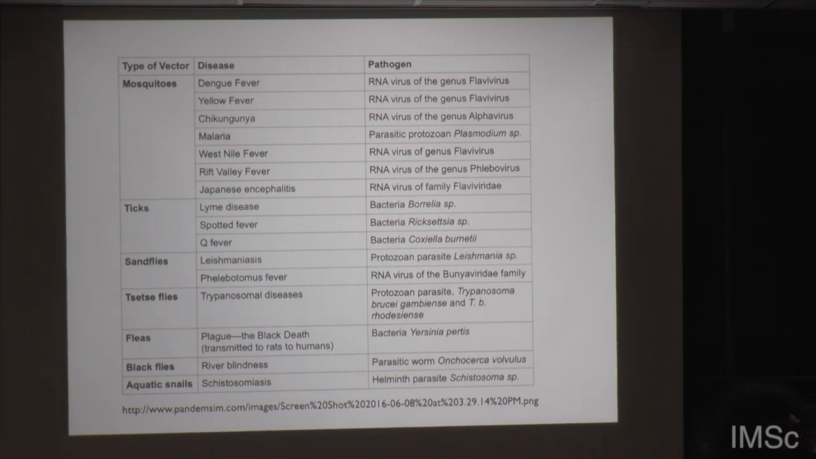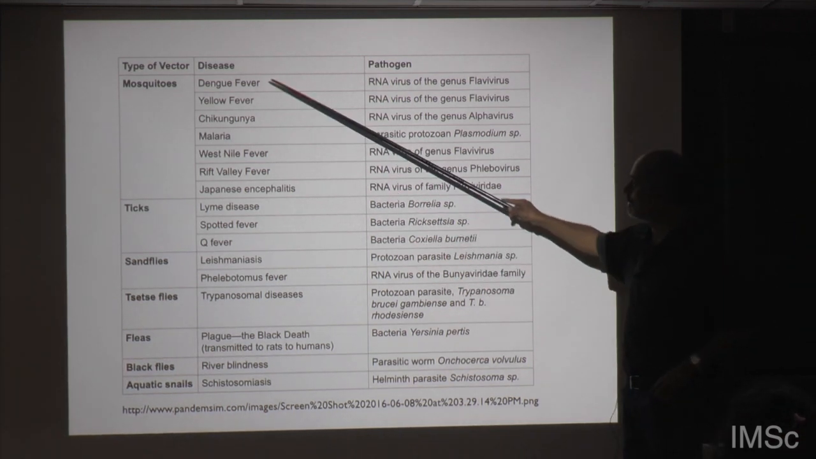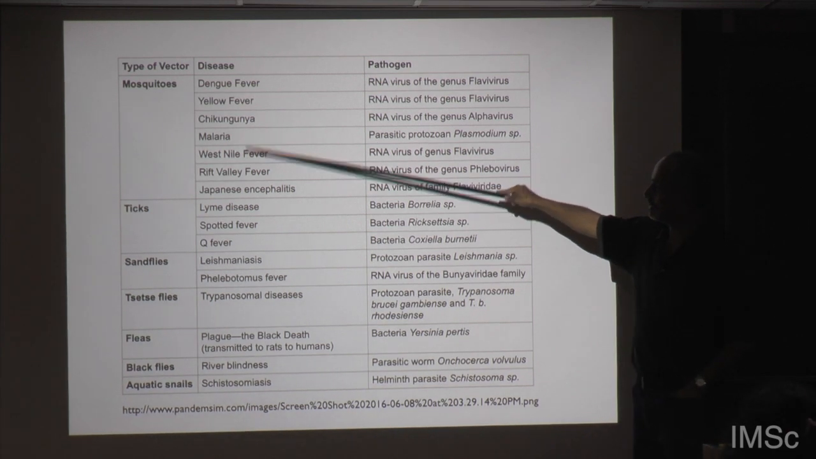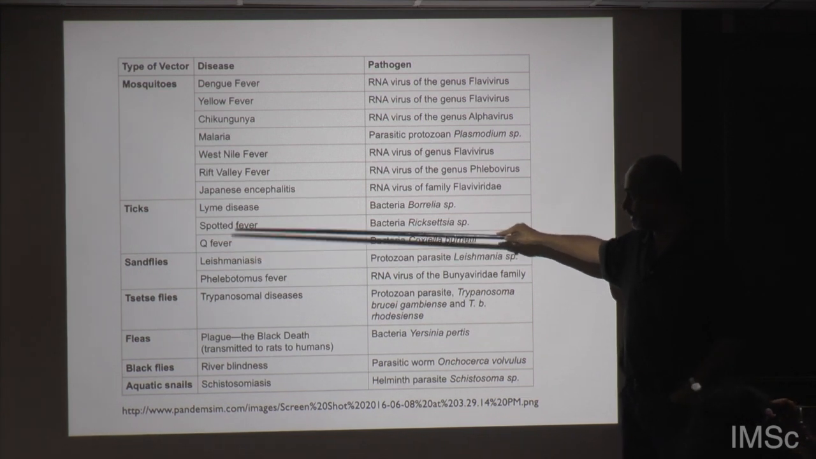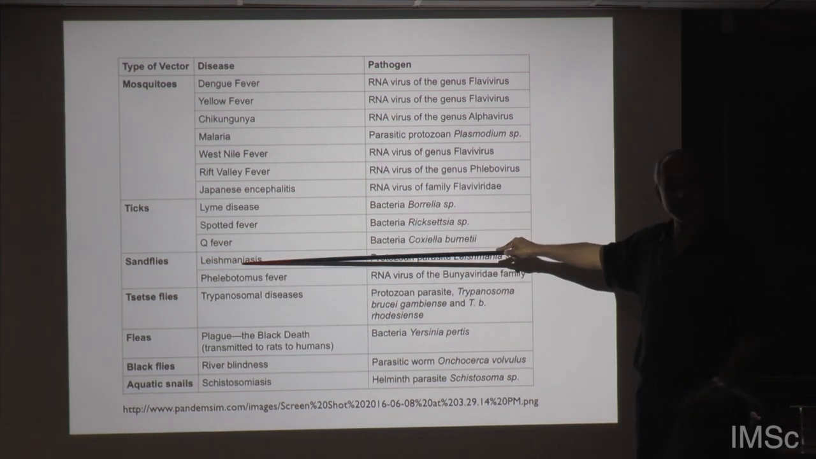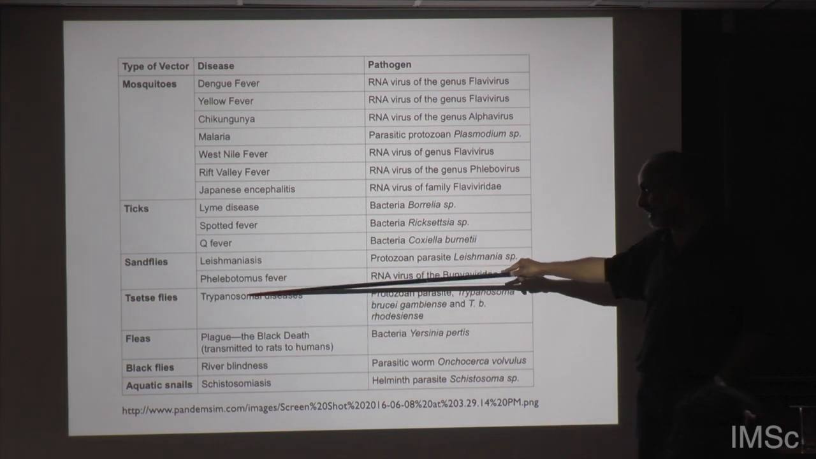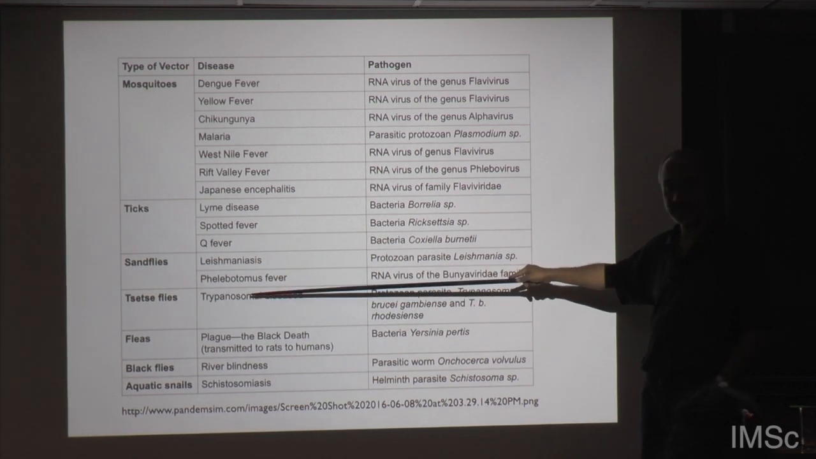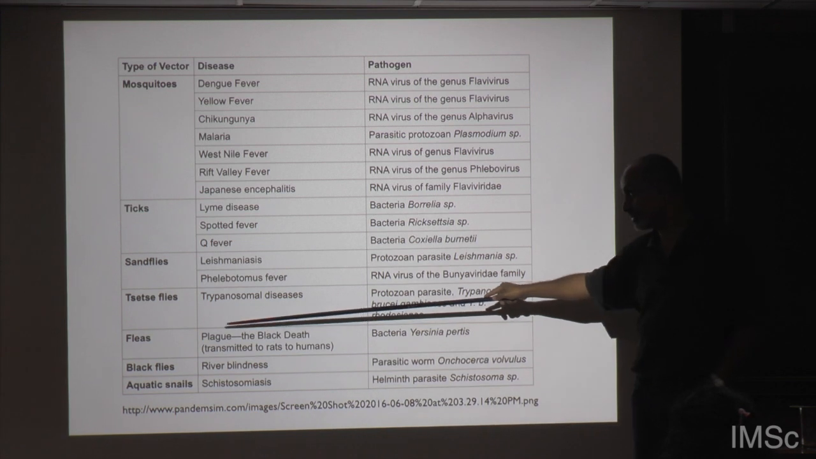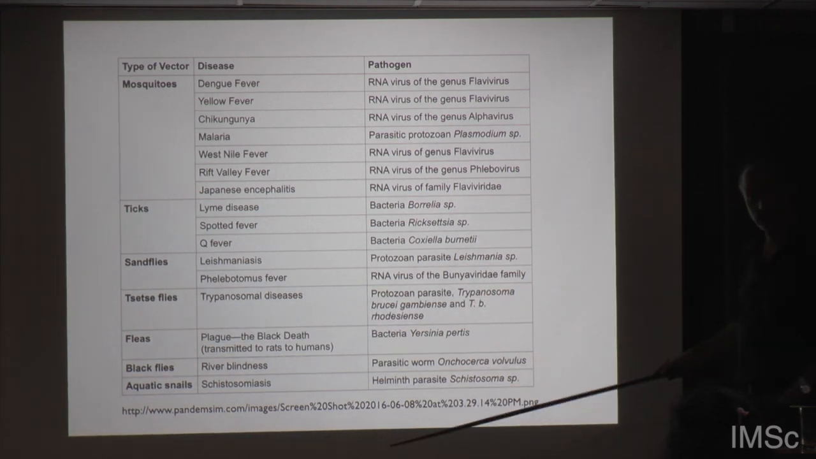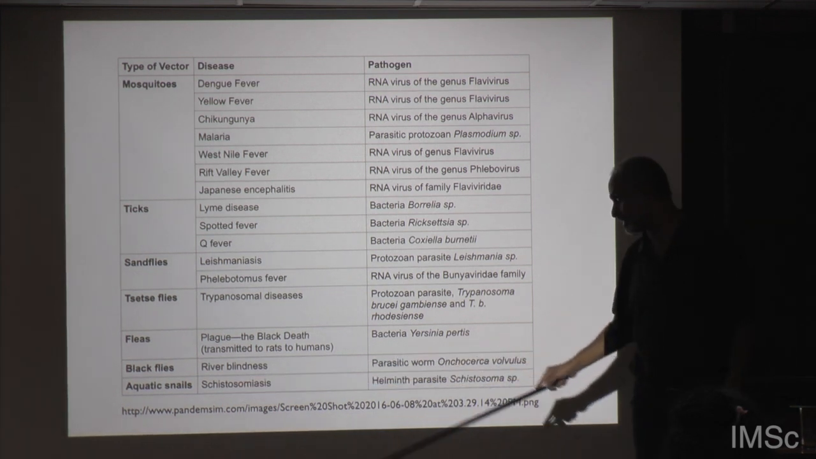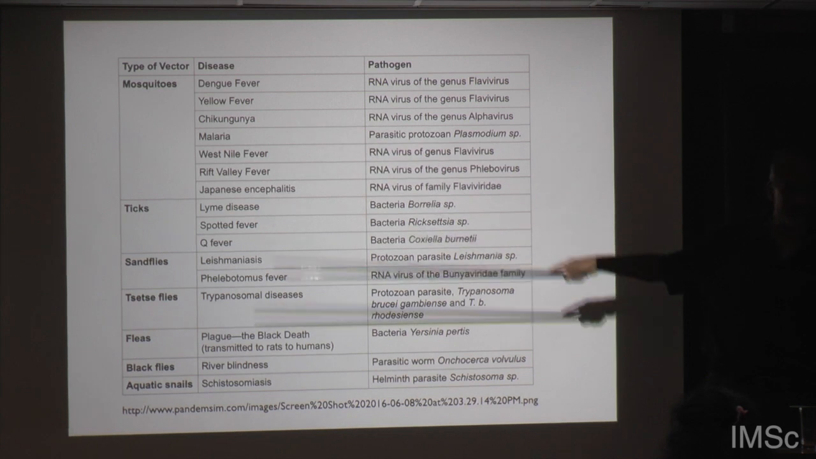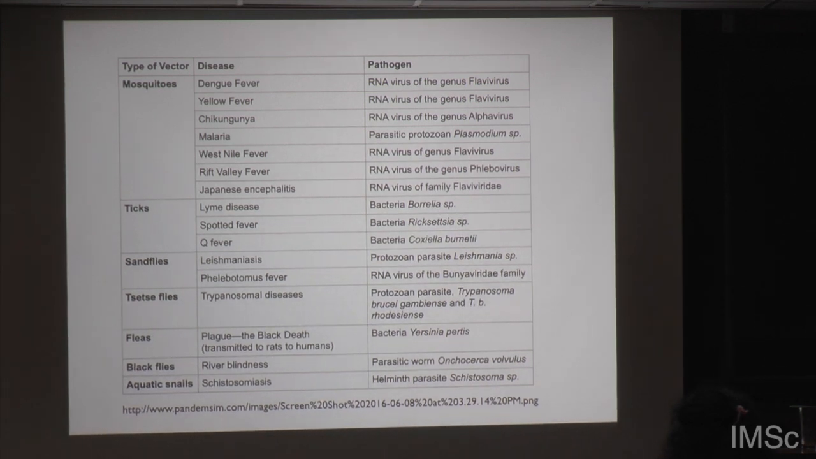So here are different types of vectors. As I said, mosquitoes are involved in dengue fever, yellow fever, chikungunya, malaria, all of these really fairly miserable things. Ticks are responsible for Lyme disease and spotted fever, sandflies for an important disease in India called leishmaniasis. Tsetse flies cause sleeping sickness in Africa. And fleas, of course, are responsible for the Black Death, transmitted by fleas which live on rats to humans. Snails transmit schistosomiasis, black flies river blindness. All of these are vectors that act as intermediates before a person can be infected with a pathogenic organism.